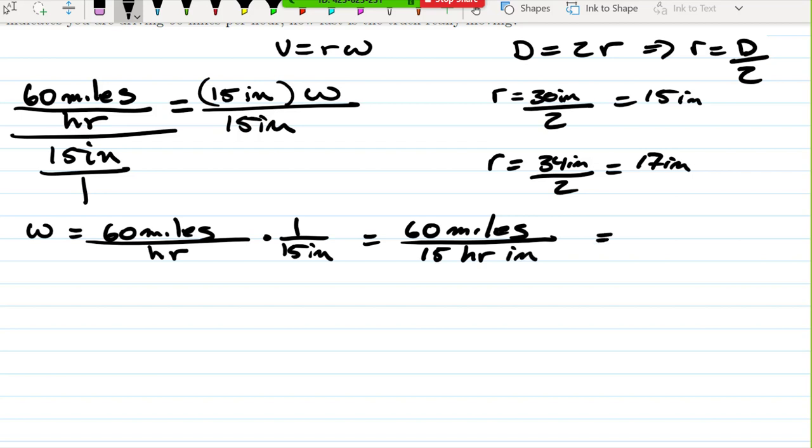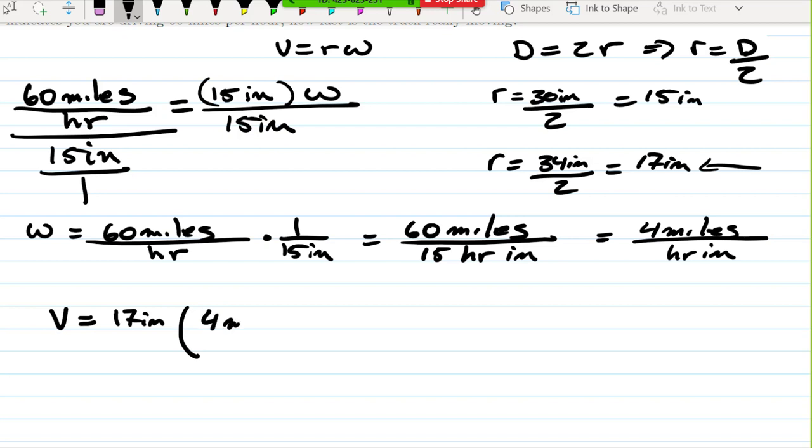And that's going to reduce. 15 goes into 60 4 times, so we get 4 miles per hour inches. So that's our omega. And we now want to figure out our new velocity. So we're going to use our formula again. We have our linear velocity V is equal to R times omega, but the radius of our tires is really 17 inches. So we have 17 inches times our omega, which is what we just found out.